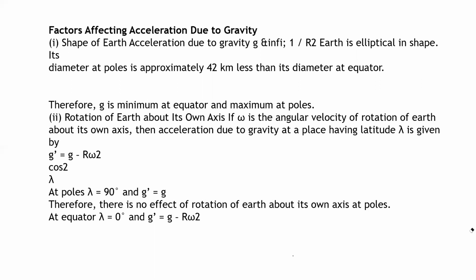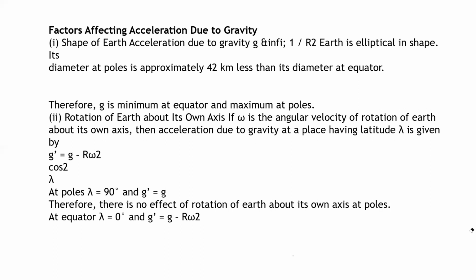Therefore at the poles, the angle is 90 degree, therefore we will get G dash is equal to G. Why are we getting G dash is equal to G? Because cos 90 is 0, so the R omega square term becomes 0. Therefore G dash is equal to G is the answer for poles. Therefore there is no effect of rotation of earth about its own axis at the poles. At the equator the angle is 0, so cos 0 is 1. Therefore the equation becomes G dash is equal to G minus R omega square.